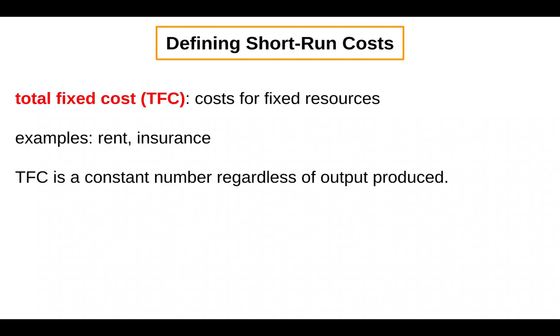So, moving right along to total fixed costs. Total fixed costs, as you might have guessed, is the cost of your fixed resources. For example, the rent you pay, the insurance you take out on your company. This is a constant number regardless of the output produced. That means even if you're producing zero output, you will still have this total fixed cost. Why? Because even a factory not making anything, the landlord that owns the land is still going to want their rent.